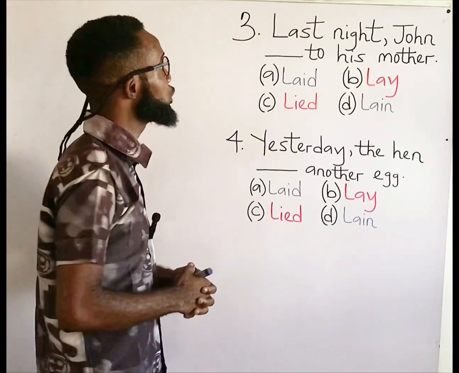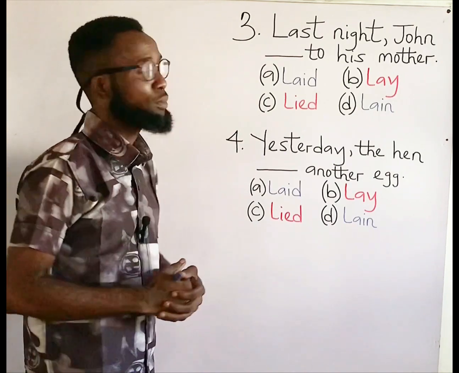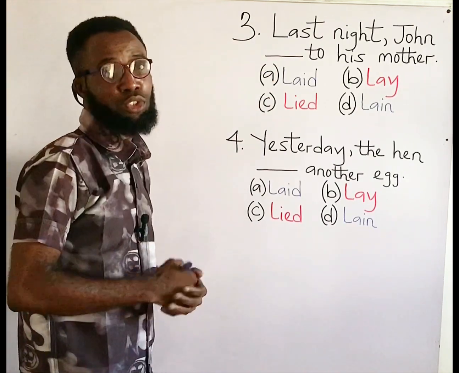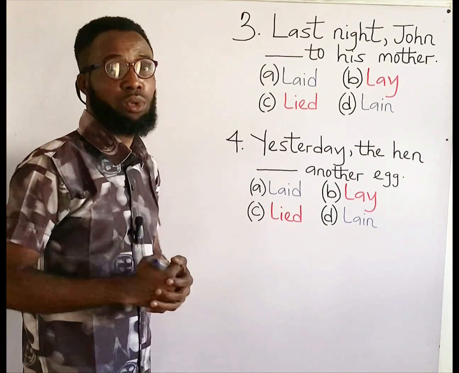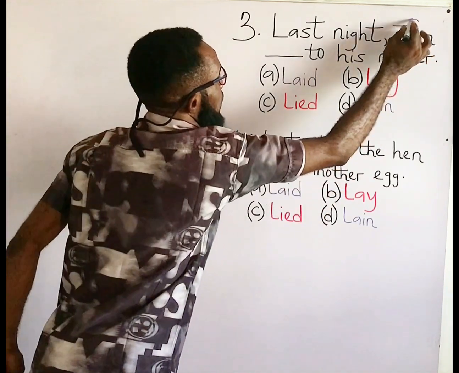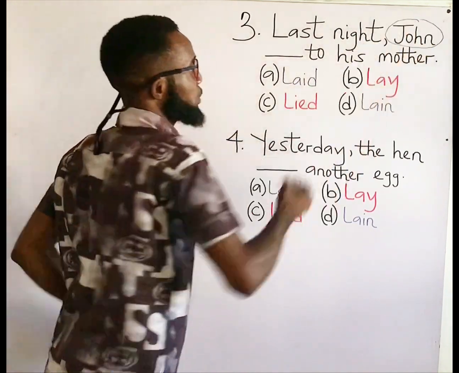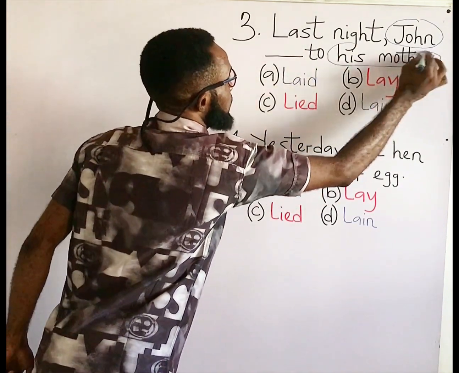Question 3, it reads, last night, John dashed to his mother. If you look at this question, you will find out that it has to do with making a false or an untrue statement. In this case, John is making a false or an untrue statement to his mother.